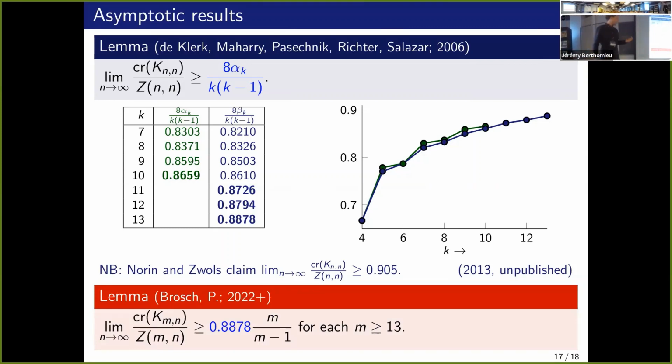Also from our results, a bit more follows. Not only if we let n go to infinity for the crossing number of K_{k,m}, but also for each fixed m we have an asymptotic result, namely that if you let n go to infinity and you fix m, you have this asymptotic lower bound. So this is new.